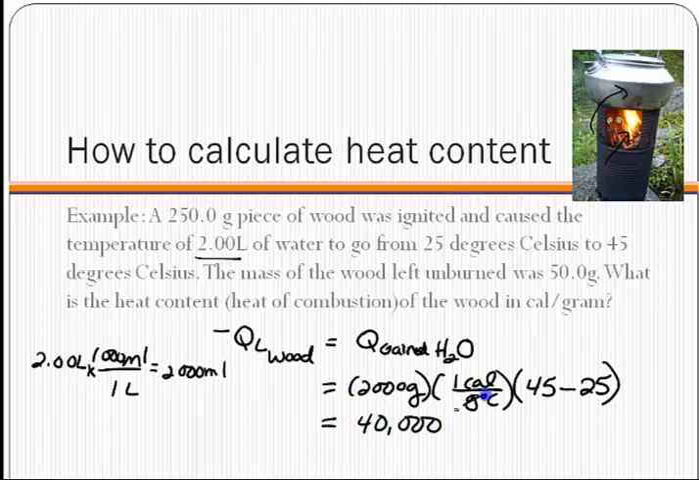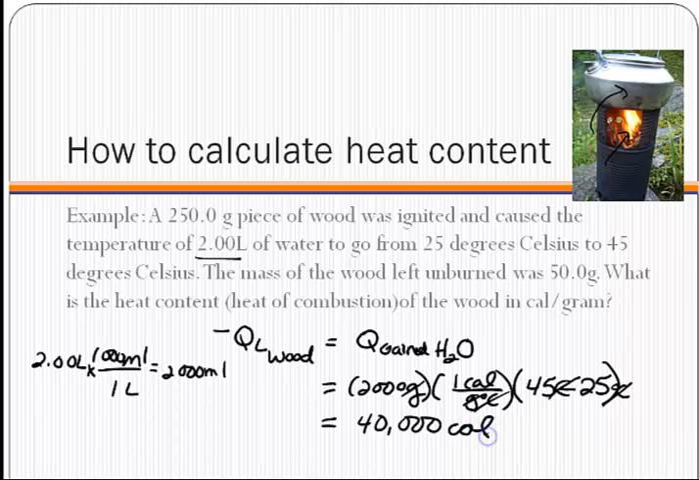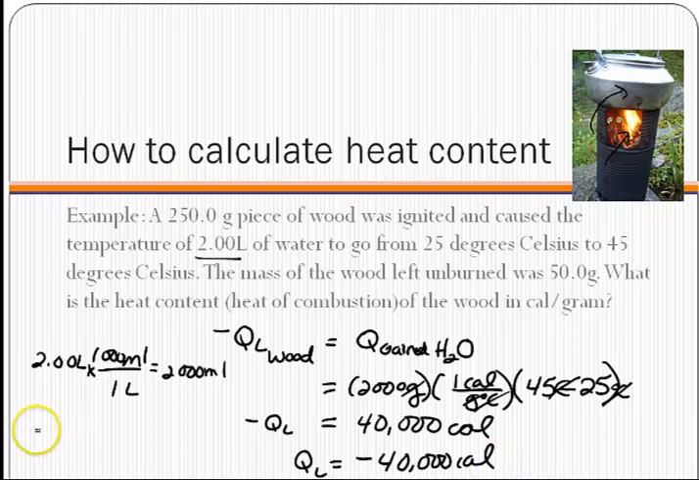And this would cancel, cancel, cancel, and the degrees Celsius over here cancel, cancel. We end up with calories. And so the energy gained by the water was 40,000 calories. But that has to equal our energy lost by the wood. So the Q lost is equal to negative 40,000 calories. And now what we can do is plug that into our heat content equation, or heat of combustion, over here. And our Q lost is negative 40,000 calories over our change in mass.